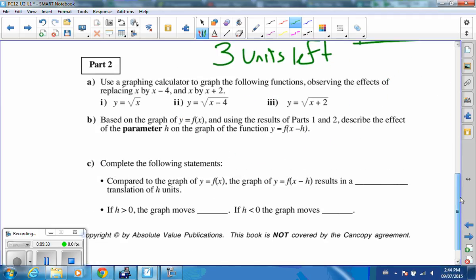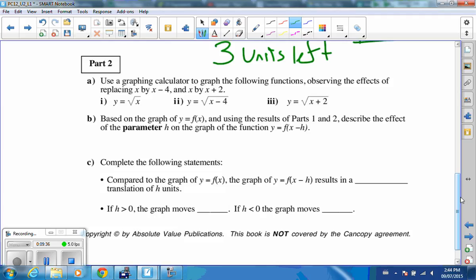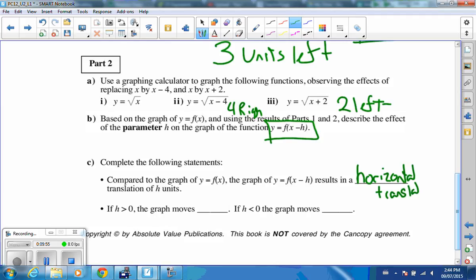I could do the same thing with the graphing calculator. This is going to go 4 right. This is going to go 2 left. And then I can write this like this, with x minus h. So this is what we call a horizontal translation of h units. If h is positive, the graph moves right. And if h is negative, the graph moves left.